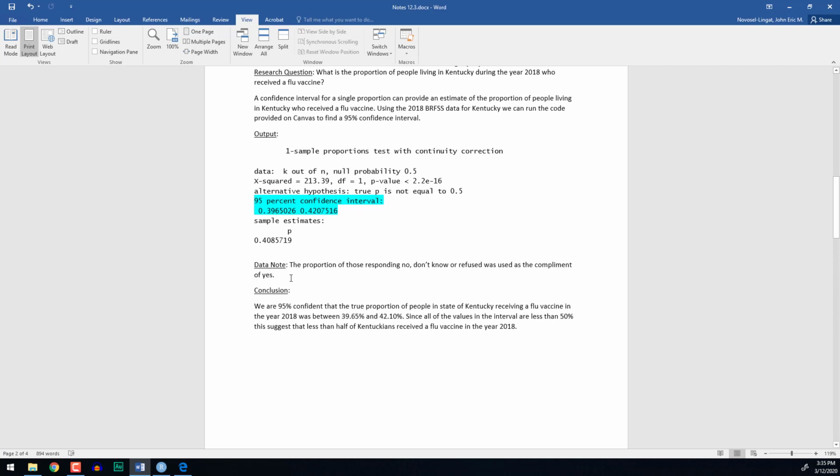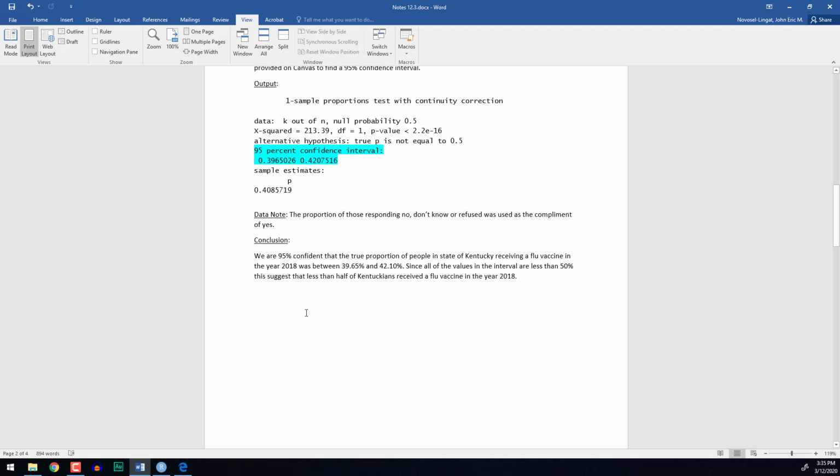Now remember, as our data note, we want to define what our category is and then what the complement of it is. So in this case, we're considering the proportion of those responding no, don't know, or refused as the complement of yes. So in conclusion, we are 95% confident that the true proportion of people in the state of Kentucky receiving a flu vaccine in the year 2018 was between 39.65% and 42.1%. Since all of the values in the interval are less than 50%, this suggests that less than half of Kentuckians received the flu vaccine in the year 2018.